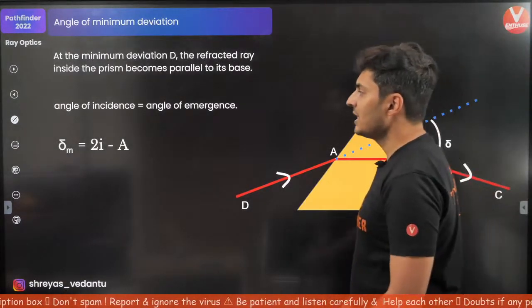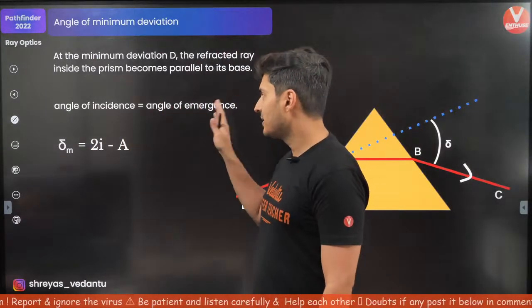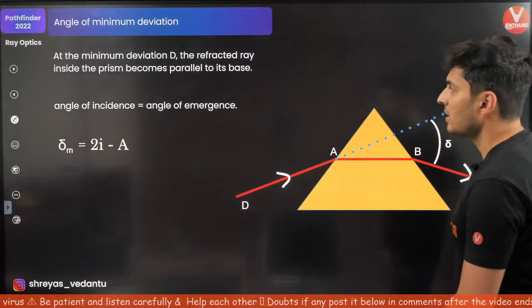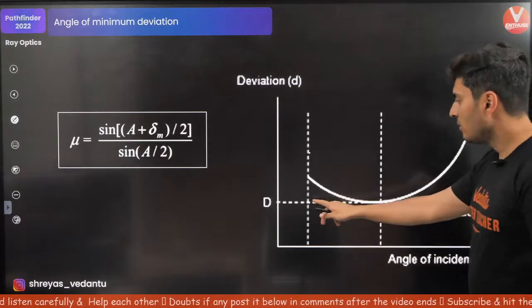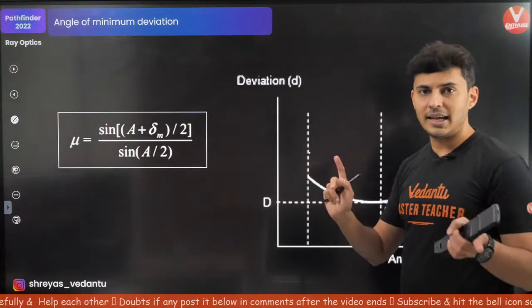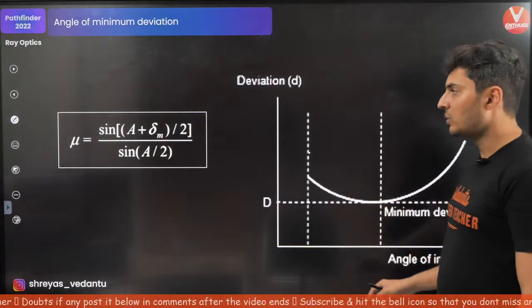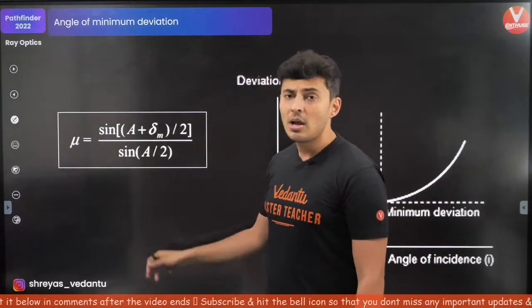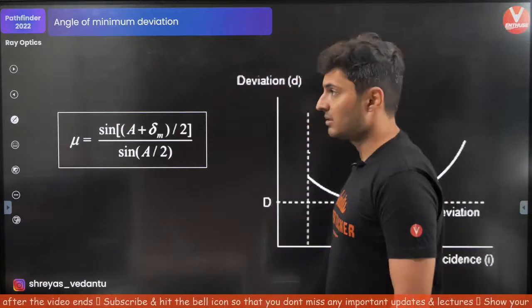Okay, so I have put this up for all of you. At minimum deviation, the I1 and I2 are equal. So the angle of incidence is the angle of emergence. The ray becomes parallel to the base. R1 also becomes R2. And the graph looks something like this. For all other deltas, you get 2 different angles. But at minimum deviation, it's one unique angle where I1 is equal to I2. And mu is given by sine of (A plus delta minimum) by 2 upon sine of A by 2. A is the angle of prism, of course.